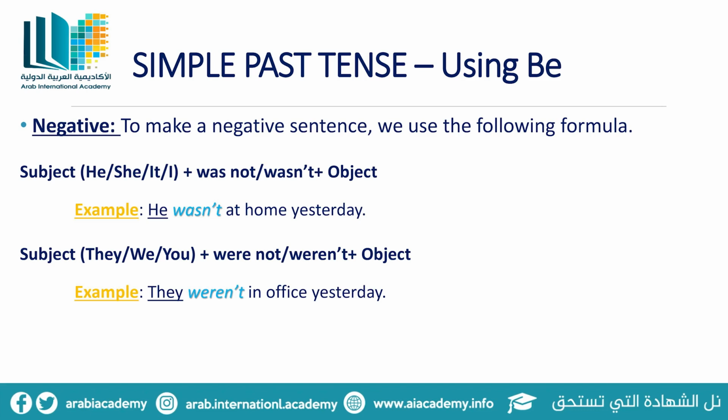For subjects like they, we, or you, we add not to the verb to be, were, plus the object. So the negative sentence in the simple past tense will be subject, they, we, you, plus were not, plus the object. For example, they weren't in office yesterday. They is the subject, weren't is the verb to be in the past tense showing a negative meaning, and then the object.